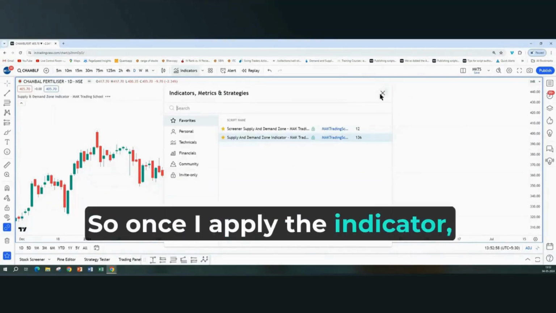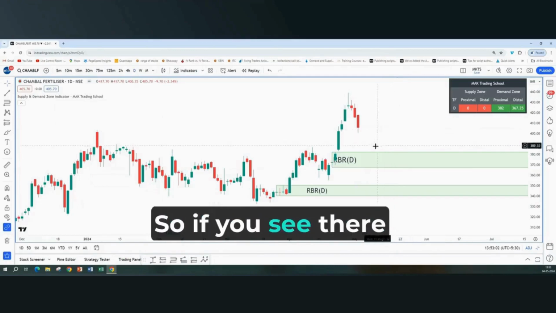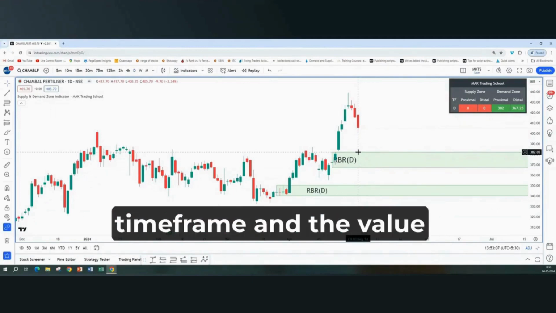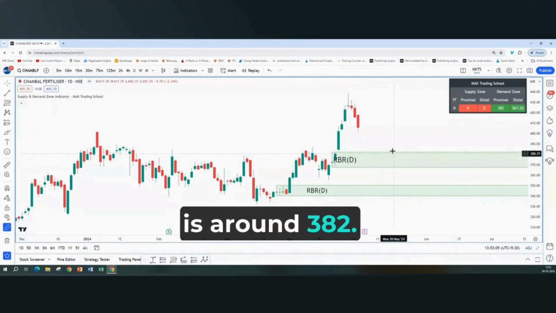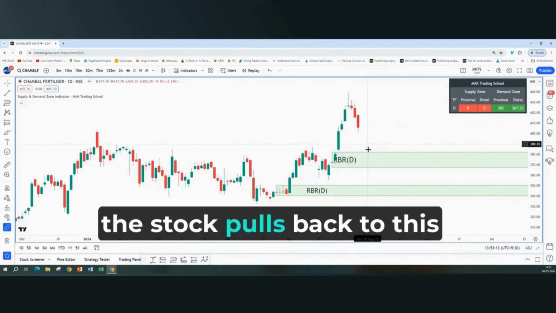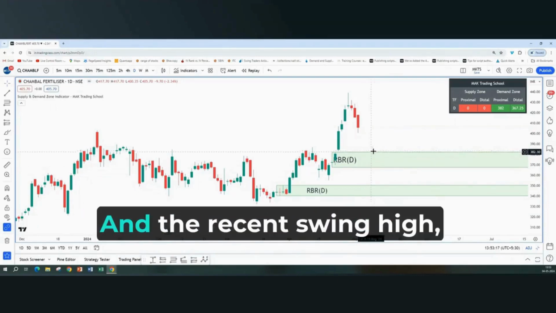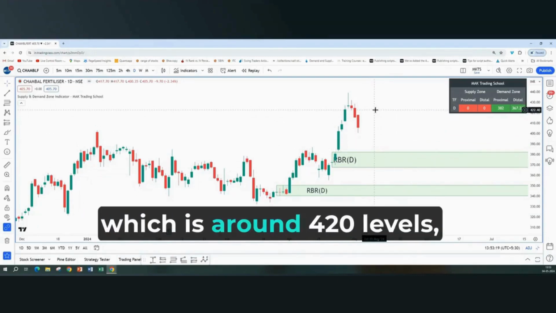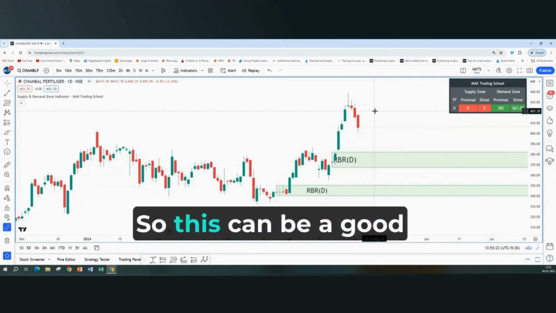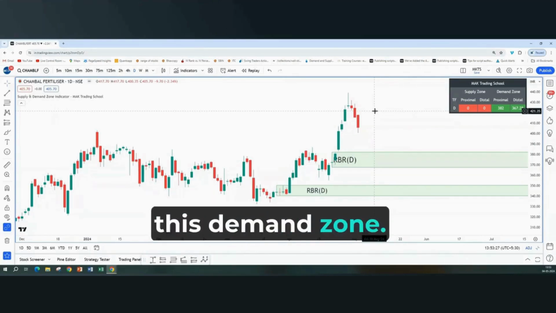So once I apply the indicator, it will plot the institutional supply and demand zones. So if you see, there is a base rally formation on the daily time frame, and the value is around 382. So I'm looking to go long when the stock pulls back to this demand zone slightly above the proximal line, and the recent swing high, which is around 420 levels, would be my first target for the stock. So this can be a good opportunity to go long when the stock pulls back to this demand zone.